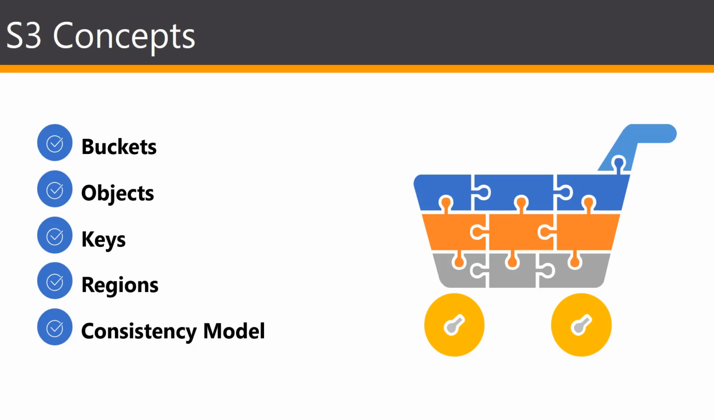Then we have objects, which are the fundamental entities stored in S3. Objects consist of object data and metadata. The metadata is basically a set of name-value pairs that describe the object. These include some default metadata such as the date last modified and standard HTTP metadata such as content type. Now, an object is uniquely identified within a bucket by a key name and a version ID.